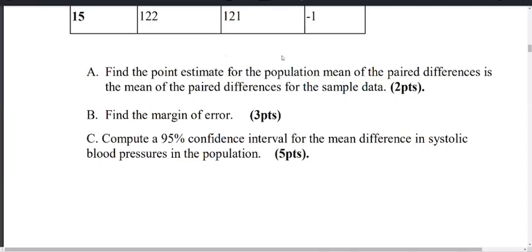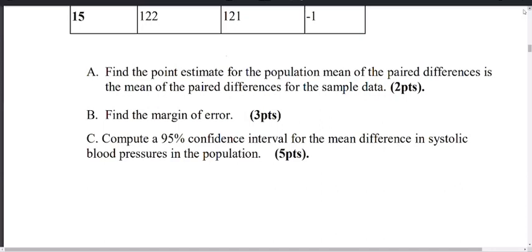Now, I need you to pay attention to the question here. Find the point estimate for the population mean of the paired difference, which is the mean of the paired differences for the sample data. Find the margin of error. Compute the 95% confidence interval for it. How do I solve that question?